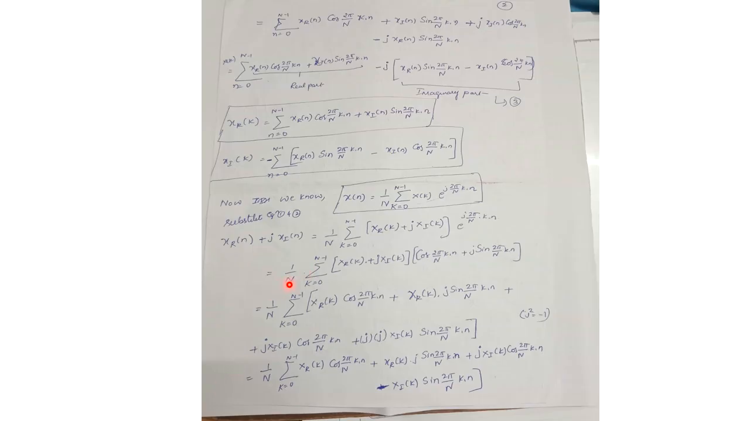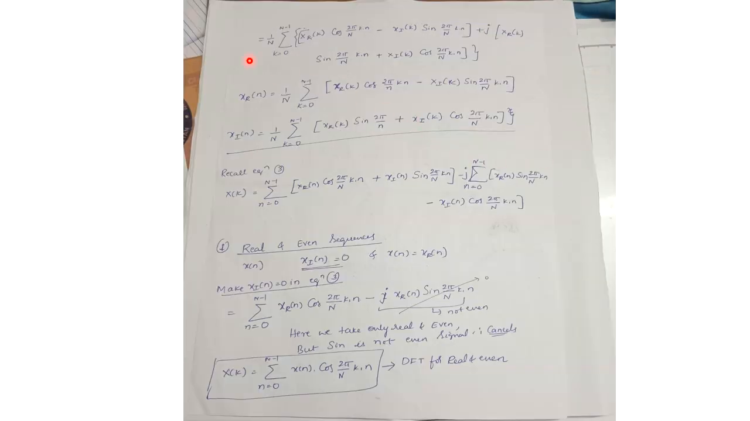So now you will get 1 divided by n summation of xr of k plus j xi of k into e to the power of theta. That is Euler's formula, e to the power of j theta is equal to cos theta plus j sin theta. So cos of 2 pi by n kn plus j sin of 2 pi by n kn. Then we will multiply this whole term and this term. So you have to multiply with each other these four terms. So finally when you multiply these four terms, you will get this equation. When you get this equation, wherever you get j square, j into j, you have to substitute it as minus 1.